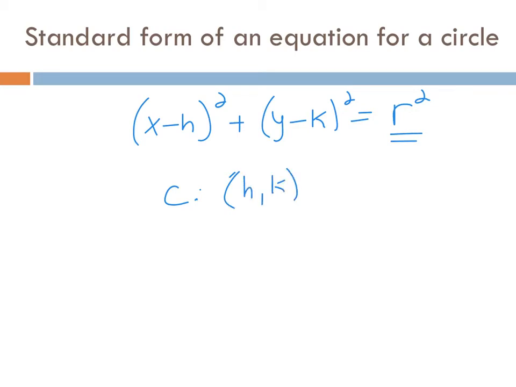So you can identify that right away, and then your radius is going to be defined as that r value. You have to take the square root of that constant term that it's equal to in order to determine the radius, and to graph some of these.